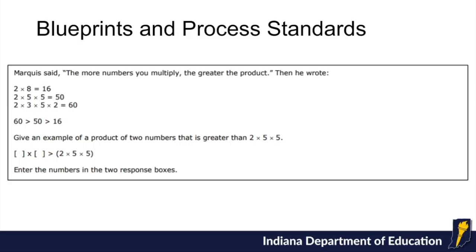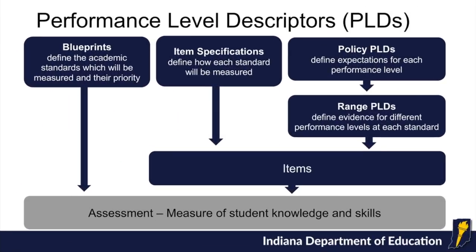The example above was taken from the Grade 4 Process Standard 3 item specification on critiquing the reasoning of others. A response to a process item could be entered and scored in a variety of objective ways, including numeric response or multiple choice. Test blueprints are only one piece of test construction. Item specifications and performance level descriptors, or PLDs, also play an important role. Item specifications are discussed in a separate training, but let's spend some time now talking through the new ILEARN PLDs.